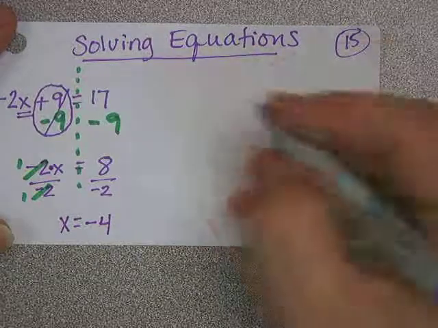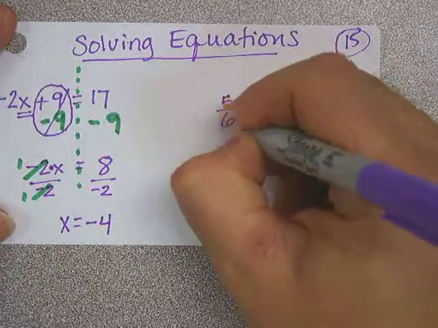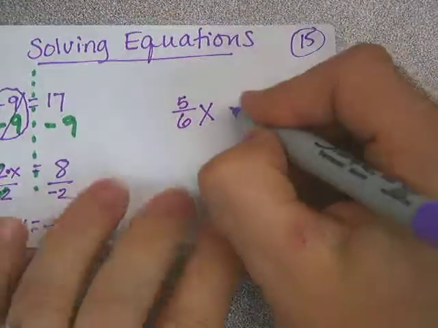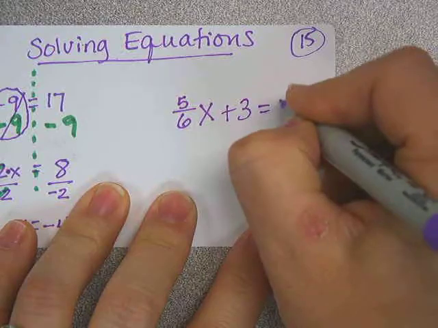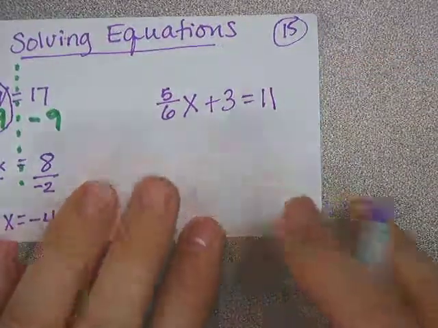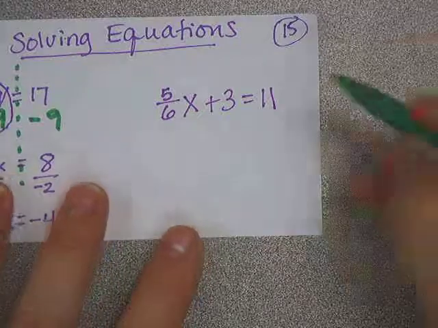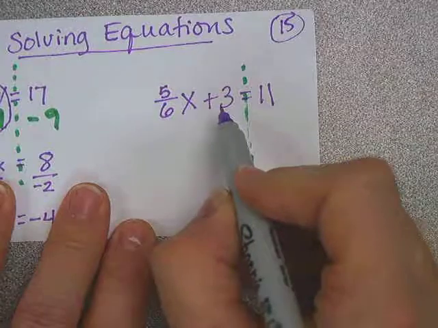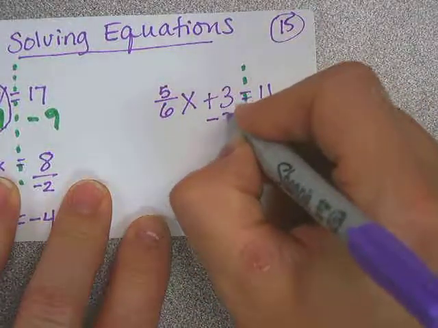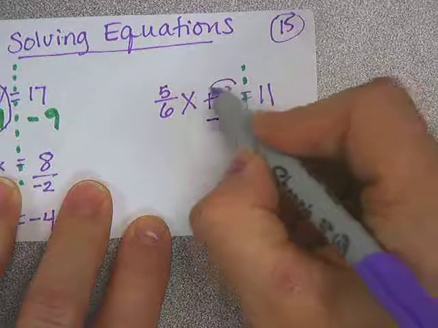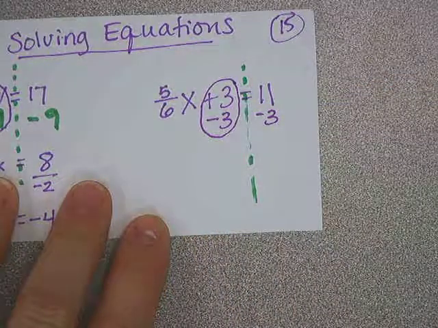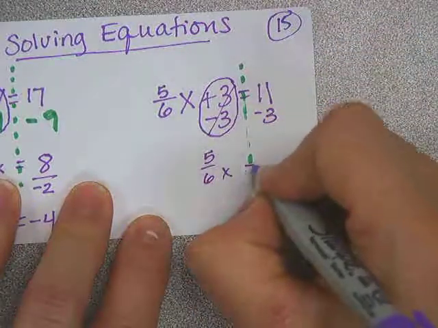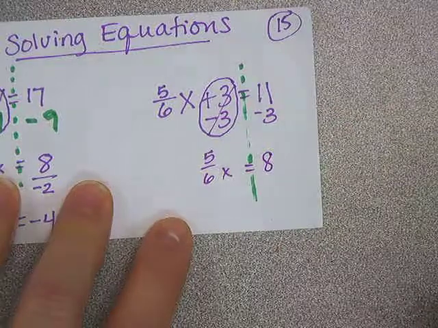All right, the last thing I want to review with solving equations is what happens when you have a coefficient that's a fraction. So we're going to do this one. 5/6x plus 3 equals 11. So just like before, we need to isolate the x. So we're going to get rid of this positive 3 by subtracting 3 from both sides. That's the additive inverse. 3 and negative 3 are additive inverses. And we're going to get 5/6x equals 8.